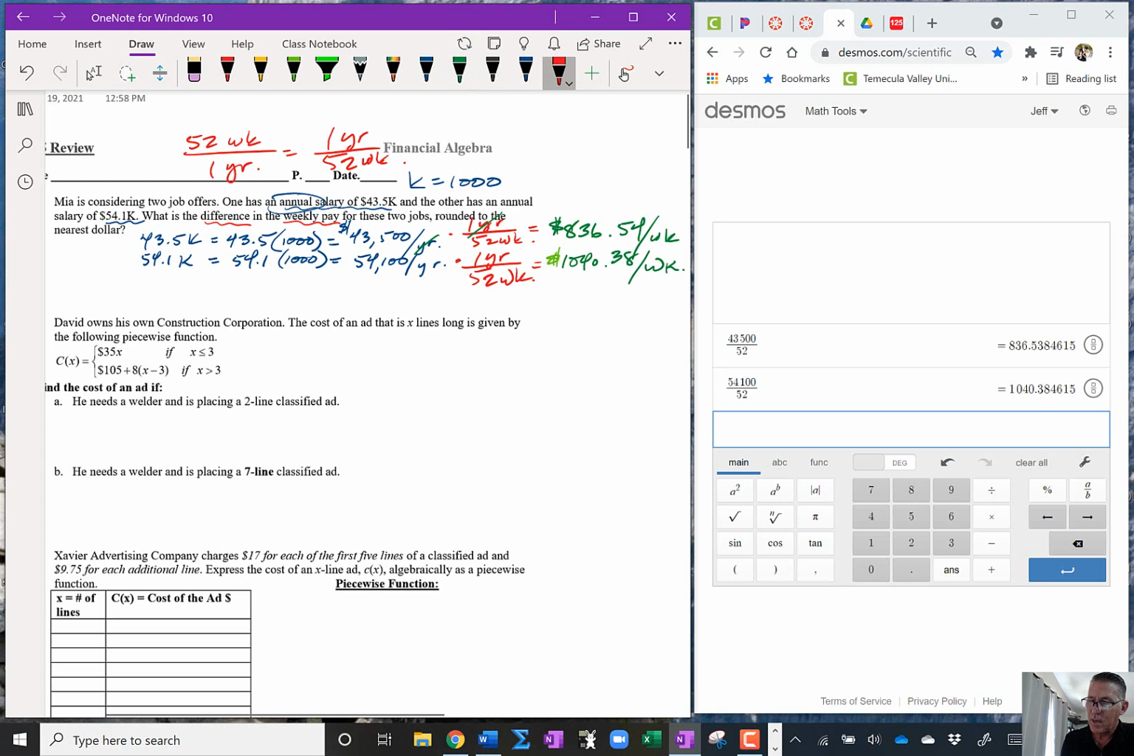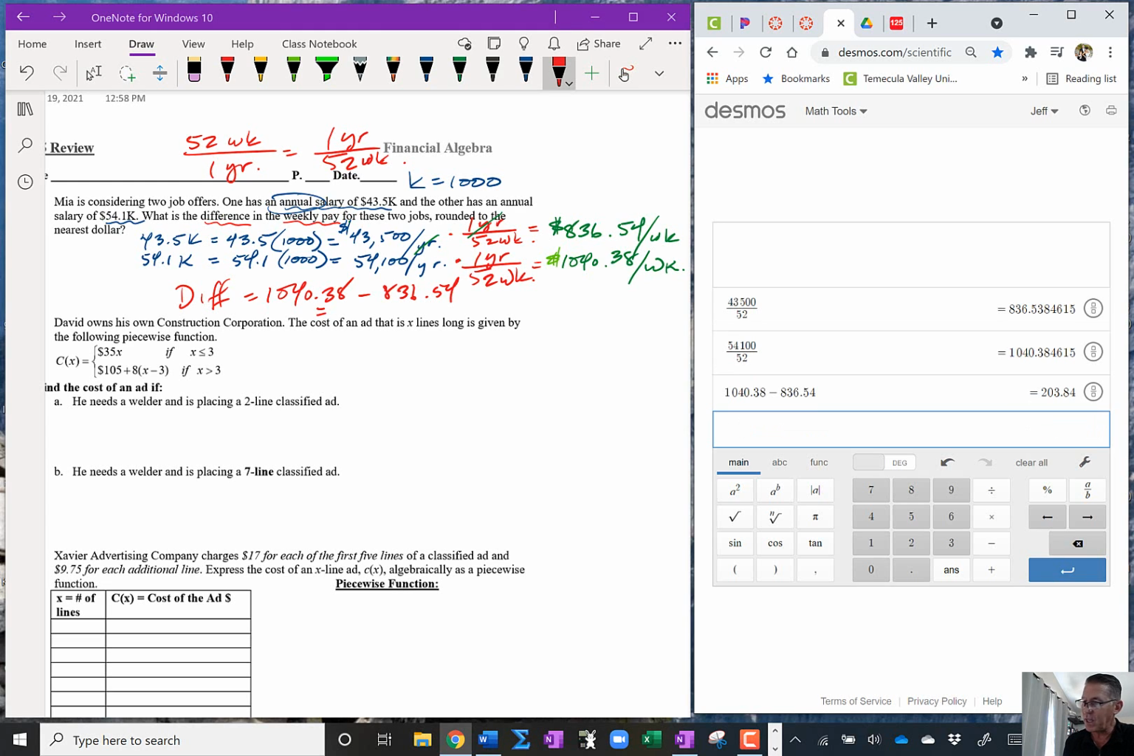So now they want to figure out the difference. And the difference, well, you just subtract. So we take the larger one, which is 1,040.38, minus the previous one, 836.54. And what do we get? We get a difference, right? So you subtract, always large minus small, which hopefully makes sense. And then you subtract the 836.54.